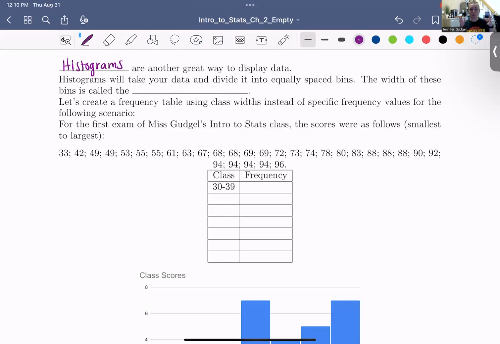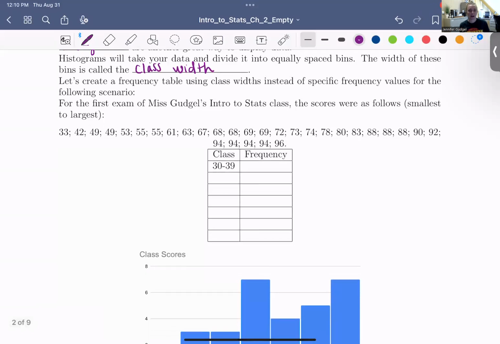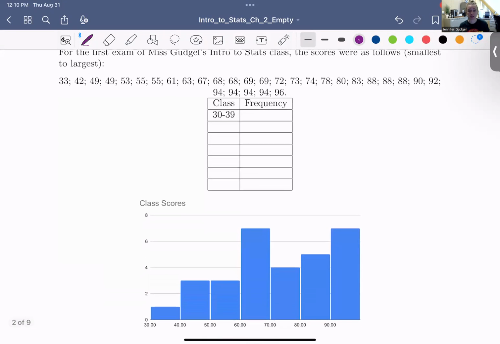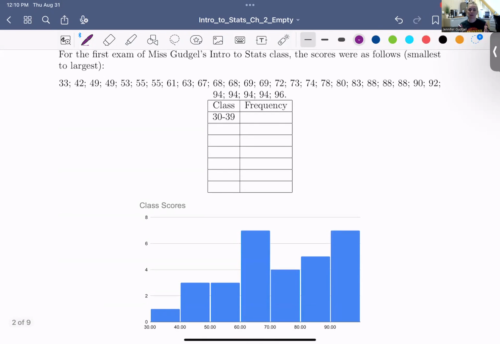The width of these bins is called the class width. The class width is going to basically be the distance between two pieces. So below I do already have the graph, the histogram right here. So you can see that our class width is going from 30 to 40.